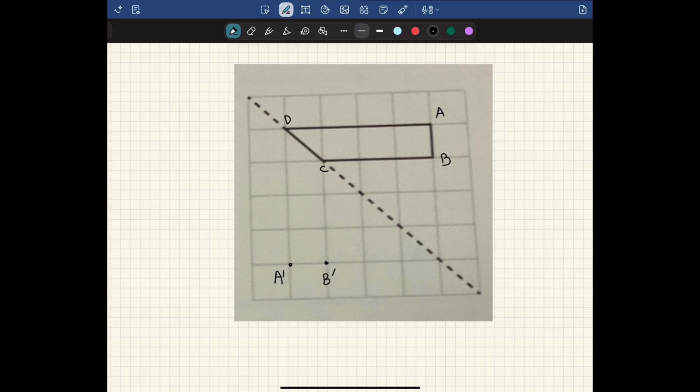And please notice that points C and D lie on the line of reflection, so they qualify as the invariant points. They will remain there even after the reflection, right? So your reflected image is going to be this.